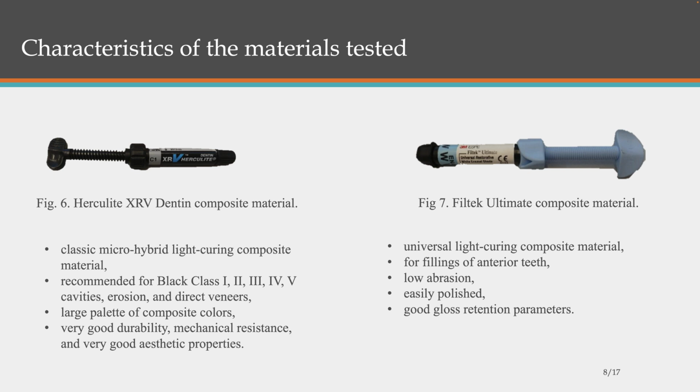Filtech Ultimate is a universal light curing composite material used for fillings of anterior teeth, where high aesthetics are required, but also for fillings of posterior teeth due to its high mechanical properties. It is also often used to restore teeth for prosthetic fillings and indirect fillings such as veneers. The material has low abrasion, is easily polished, has good gloss retention parameters, and has enamel translucency comparable to that of natural teeth. The filler concentration is 59.5% by weight and the particles are nanoclusters of 0.6-1.4 micron, 520 nm.